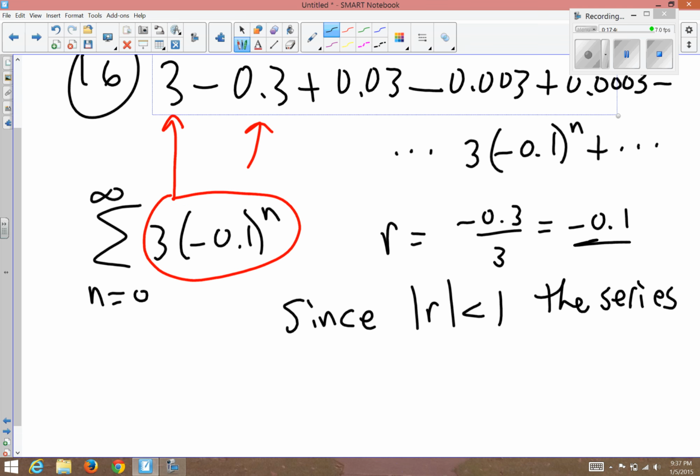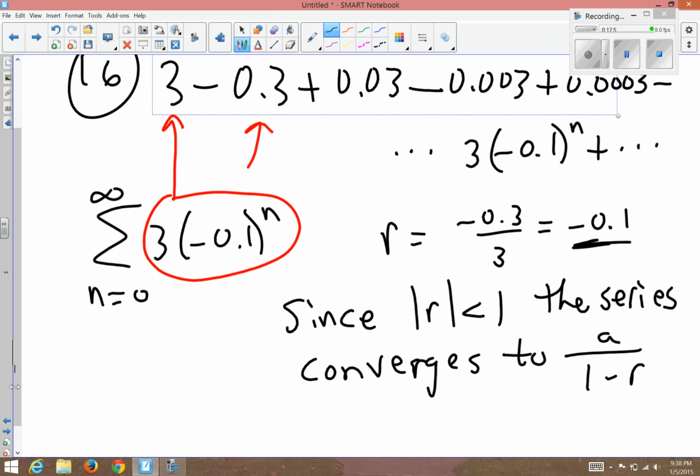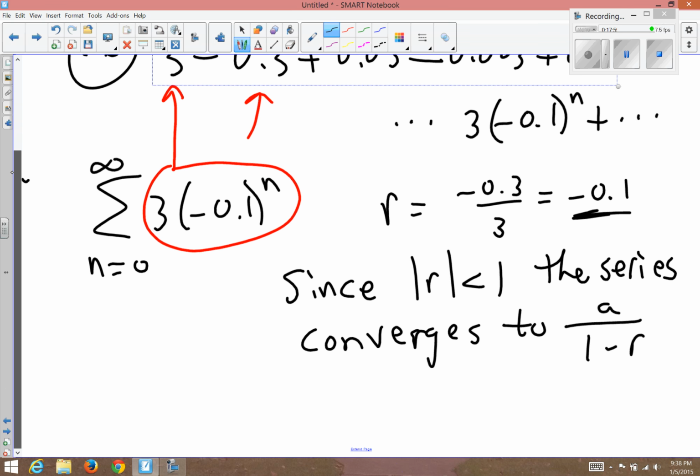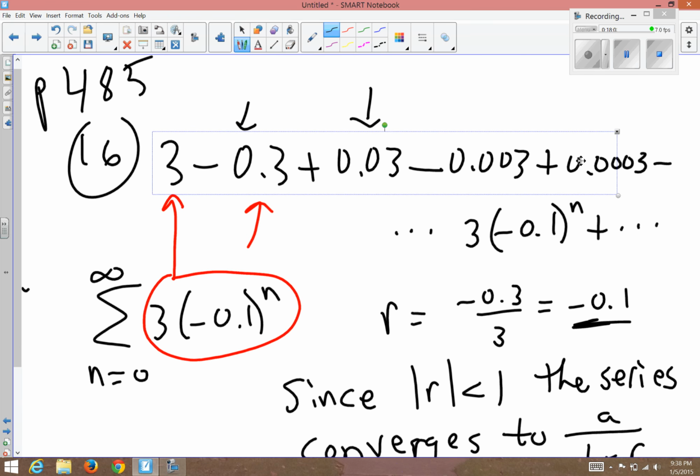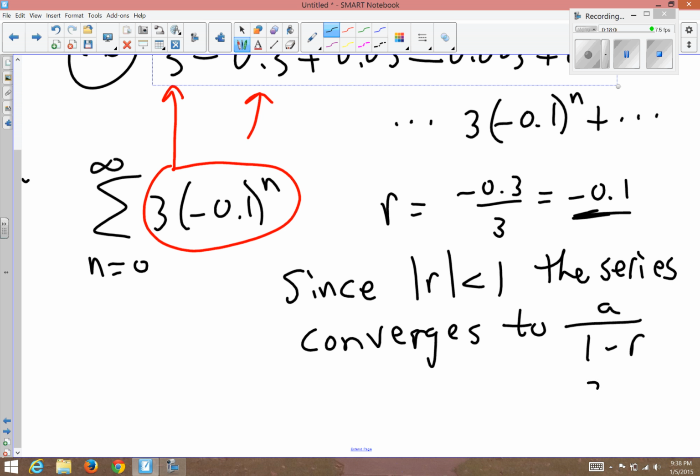This is r right here. If the absolute value of r is less than 1, the series converges to a over 1 minus r. That's the formula, a over 1 minus r. A means whatever the first number is. With all these numbers added, that's a. 1 minus negative 0.1. Because r is negative 0.1. A over 1 minus r. We simplify that.